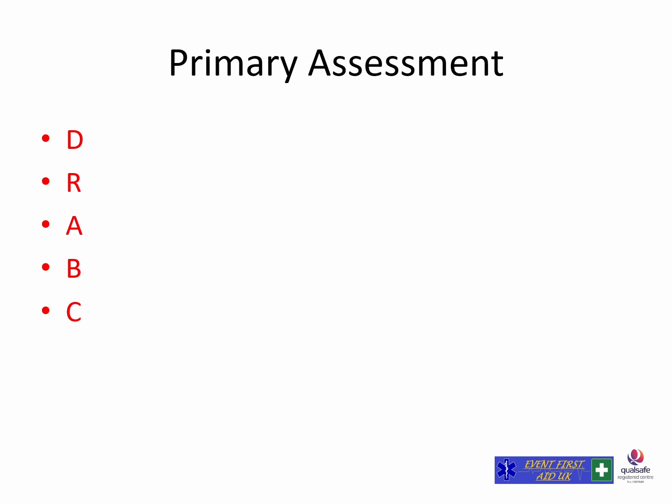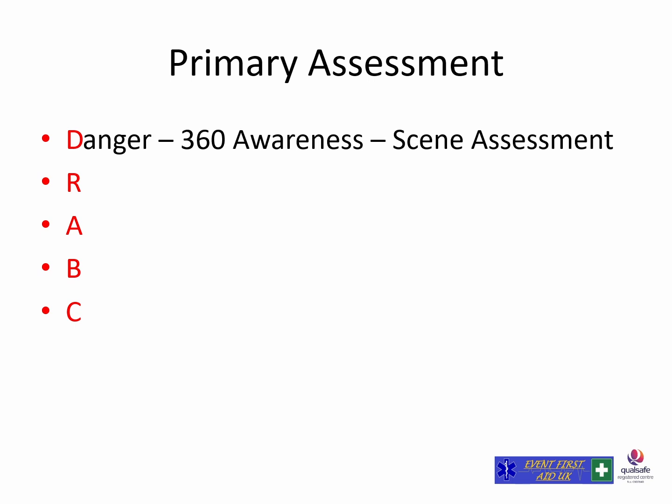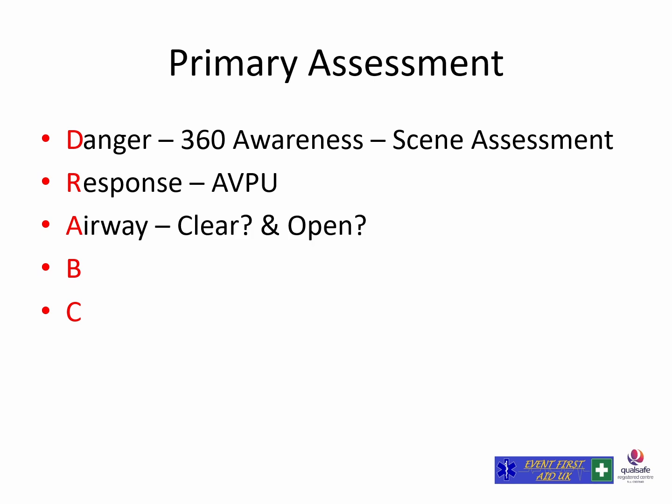So, as a quick recap of the primary survey in its entirety, you have D for dangers, that 360 awareness, using our senses and making sure we do a thorough scene assessment. You have R for your response, using AVPU for alert, voice, pressure or pain, and unresponsive. You then have A, airway: is it clear, clearing it as required, and then making sure it's open to make sure the tongue hasn't dropped to the back of the throat and blocked it.